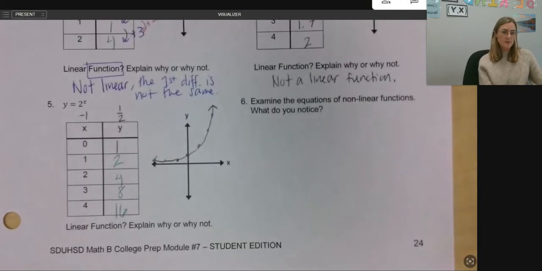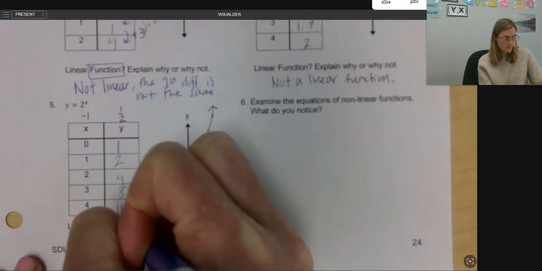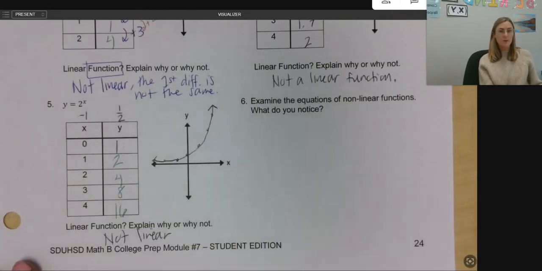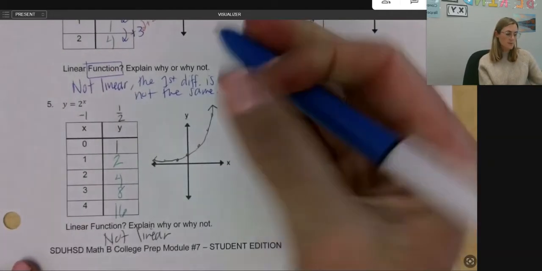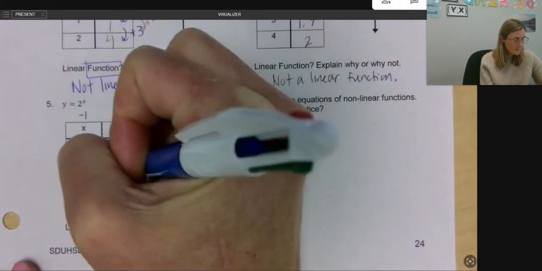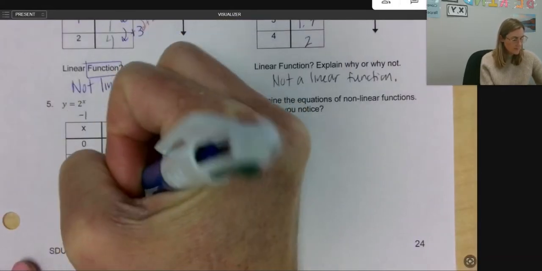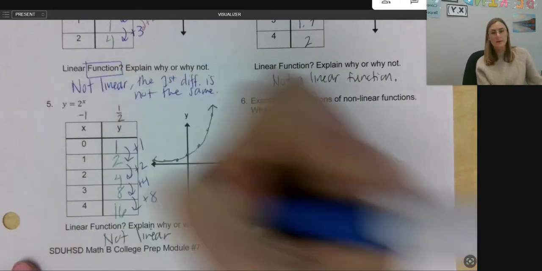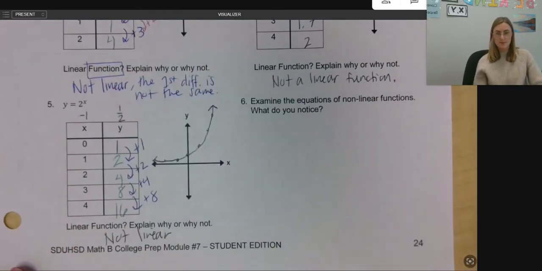And it says, is this a linear function? Explain why or why not. It's not linear again, but it is a function. And if we're looking at the graph, obviously this doesn't form a straight line, but in our table, I add 1 here, I add 2 here, I add 4 here, I add 8 here. There's no constant first difference.